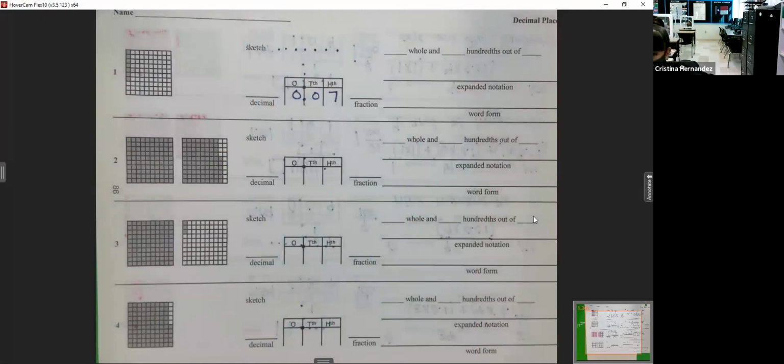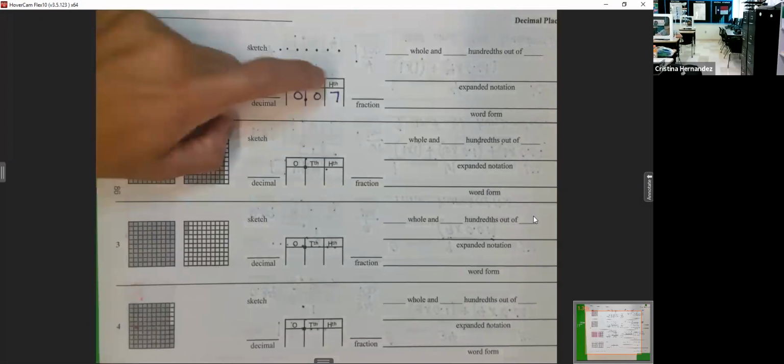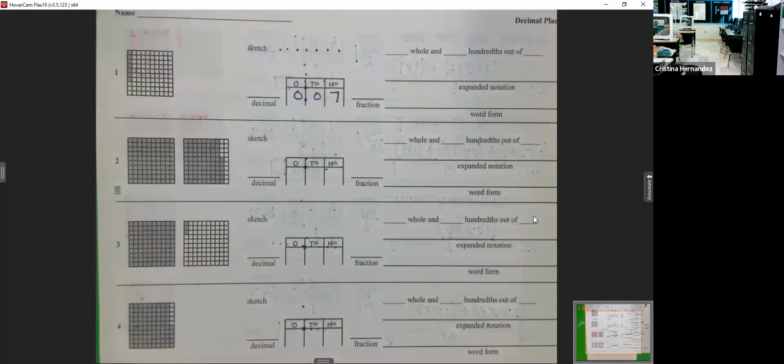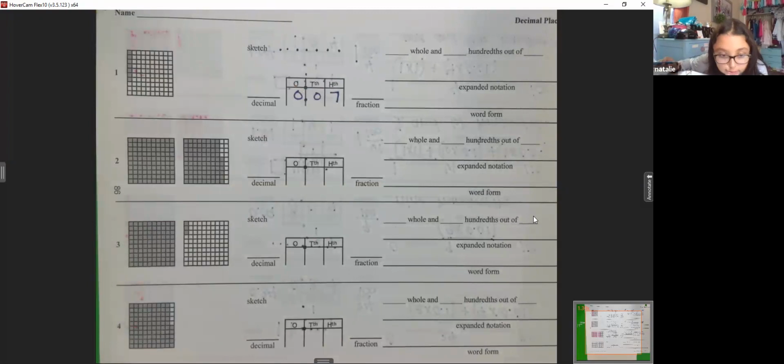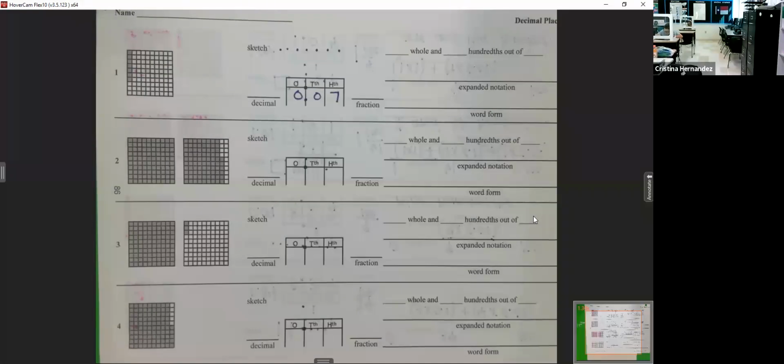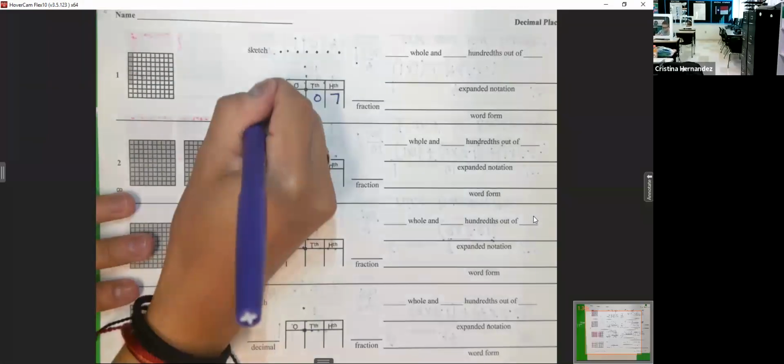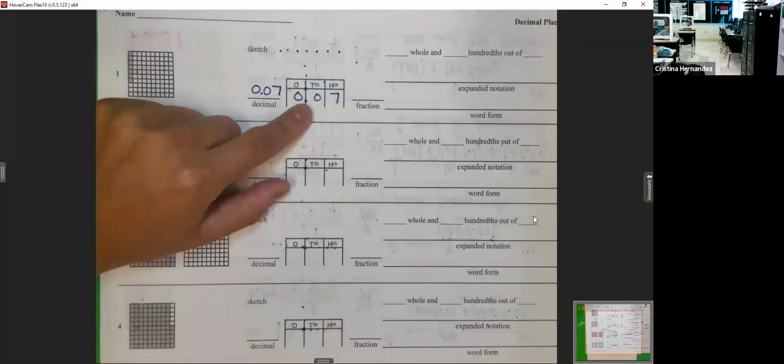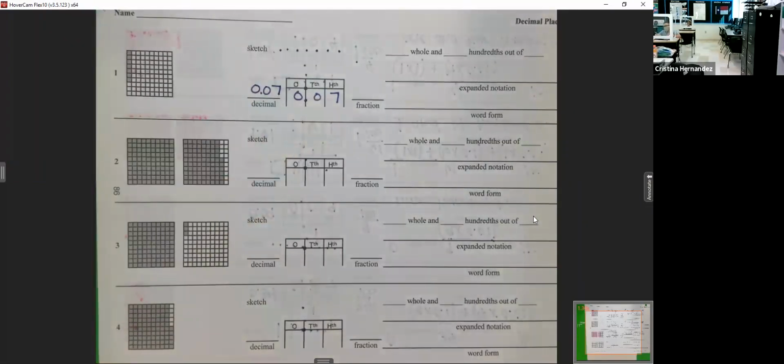Am I recording? Yes, I am recording. What is my decimal? Zero point what? My decimal is exactly like it is right here. Somebody, I heard AJ. Zero what? 0.07. Exactly like it's written here. It's exactly what you would write in your decimal.